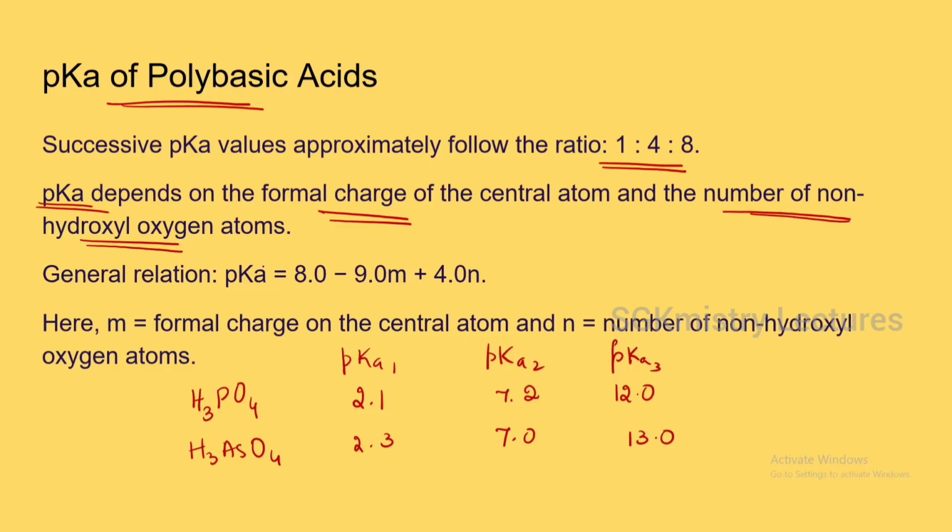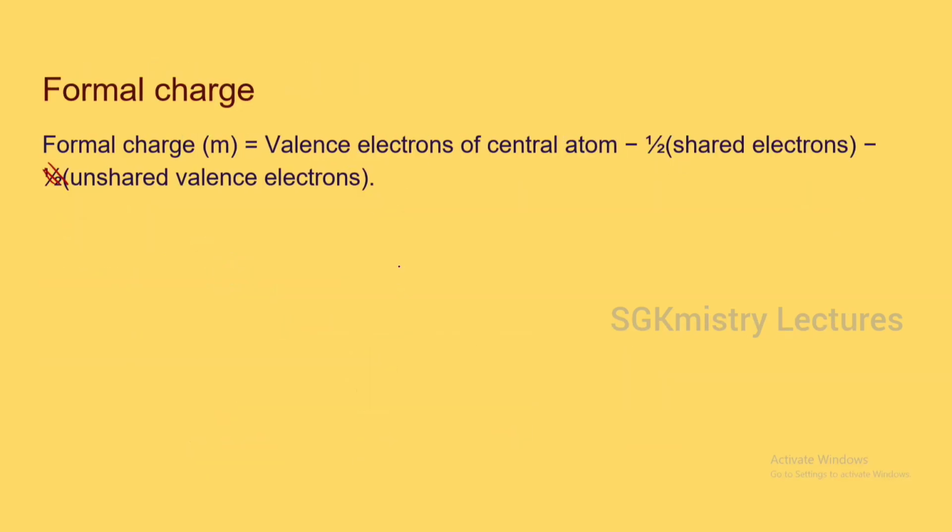So the particular formula is given by this relation, that is 8.0 minus 9.0 into m plus 4.0 into n. Here m is nothing but the formal charge on the central atom. And n is nothing but the number of non-hydroxyl oxygen atoms present in the acid. Okay. So now how do we calculate the formal charge? It is very simple. We have the number of valence electrons present in the central atom minus half into the shared electrons minus unshared valence electrons.